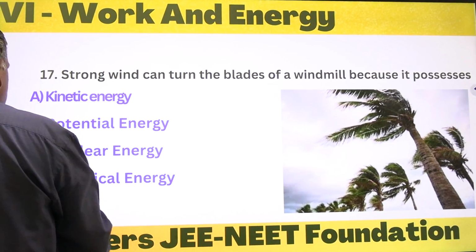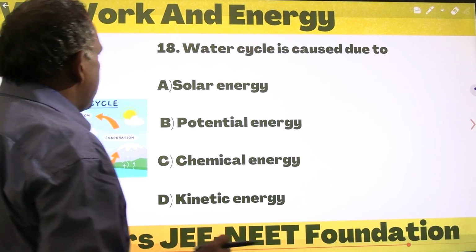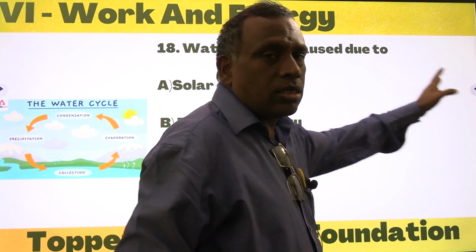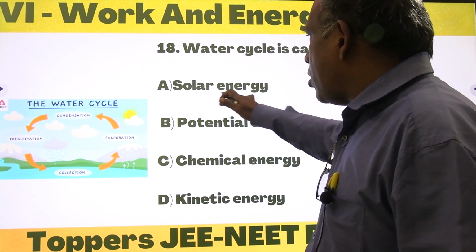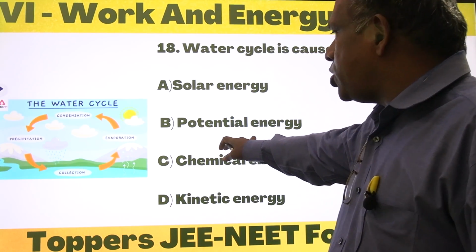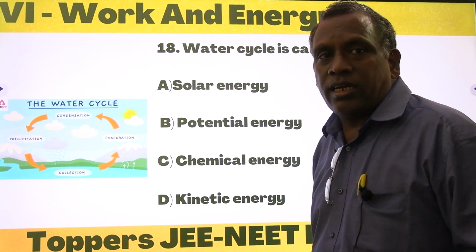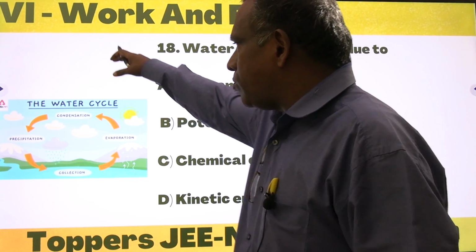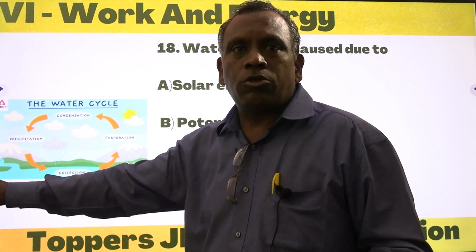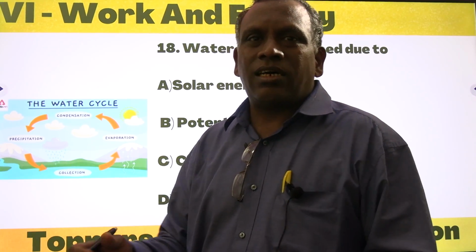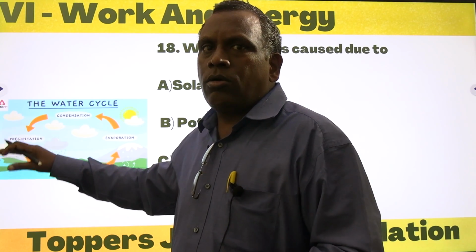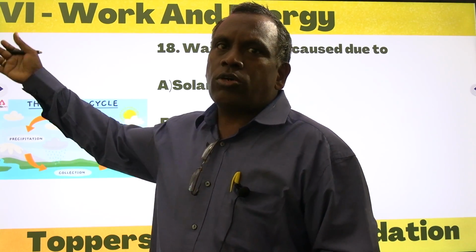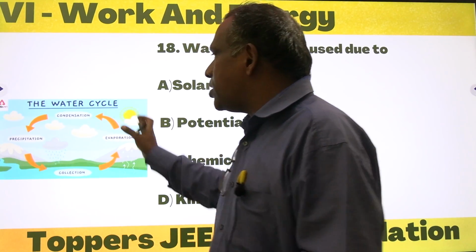So the next question, the 18th question: the water cycle is caused due to which energy? Option A is solar energy, then potential energy, chemical energy, kinetic energy. Water cycle means when the sun radiates on the ocean, the water gets converted into water vapor. Again, that water vapor cools back, the clouds burst and it becomes rain.